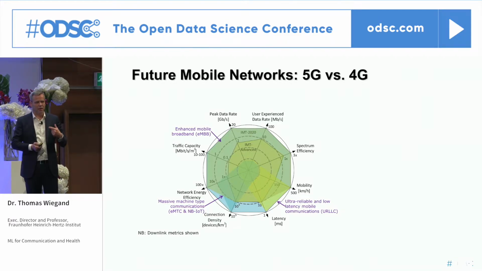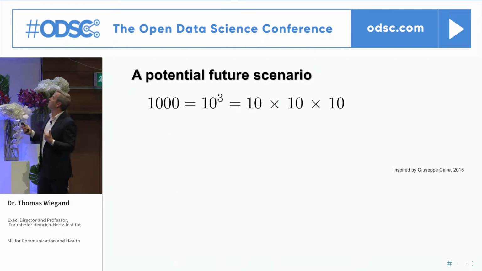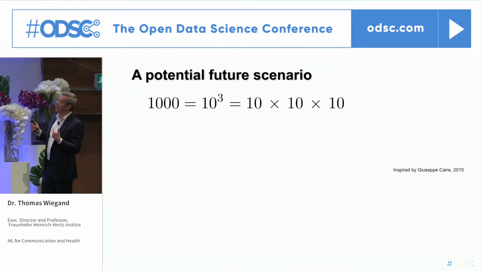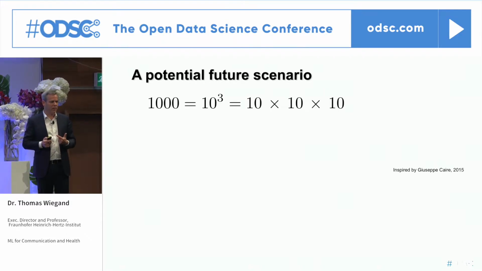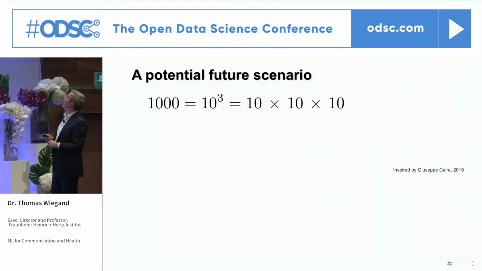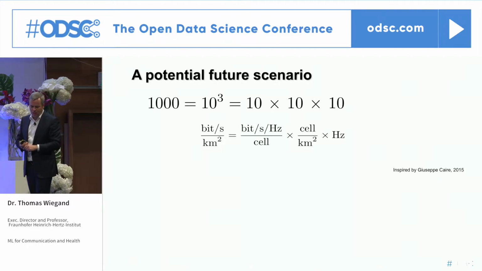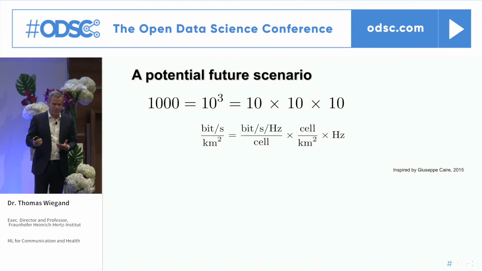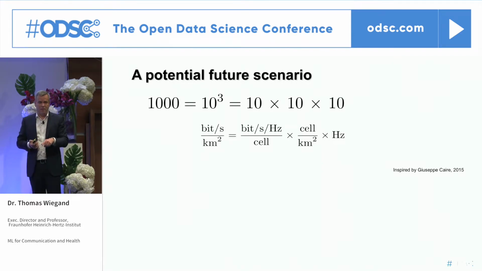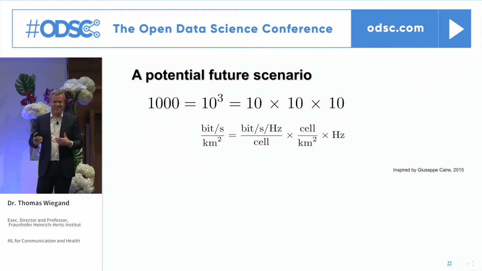Where does this lead? Let me sketch out where this leads. So, first of all, we want to have 1,000 times the throughput, right? That's what the enhanced broadband is aiming for. And we can write 1,000 as 10 times 10 times 10. The throughput is defined as bits per second per square kilometer. And we can expand this by bits per second per hertz per cell, and then cell per square kilometer times hertz. And by the way, this is the same Hertz as Heinrich Hertz in our institute's name, but that's just a coincidence.